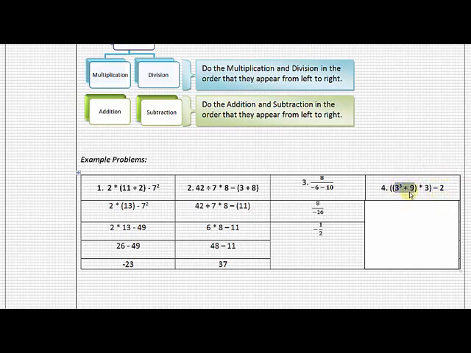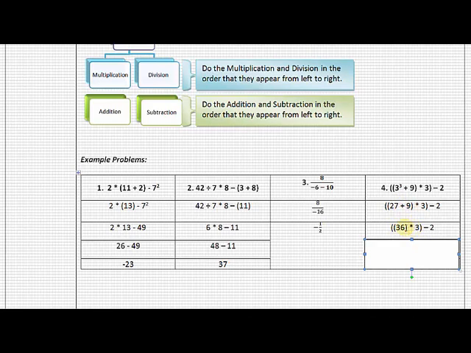Before I can add 9, I have to take care of exponents. So 3 to the third power means 3 times 3 times 3. 3 times 3 is 9, times 3 is 27. So that first step is going to simplify down to be 27. And we copy down the rest of the problem. Still trying to simplify this inner part of this parenthesis, so now we have 27 plus 9, which gives us 36.